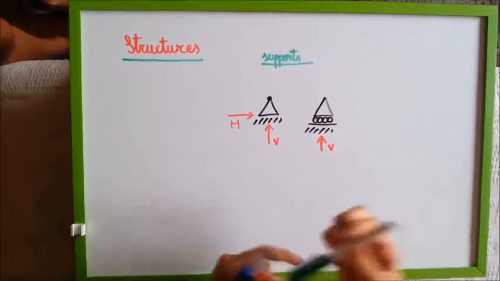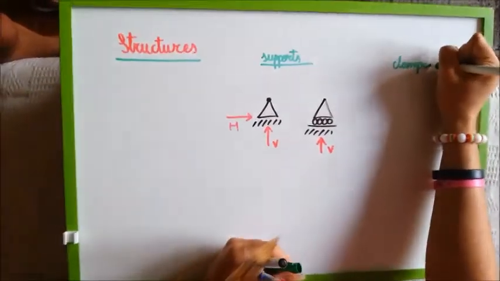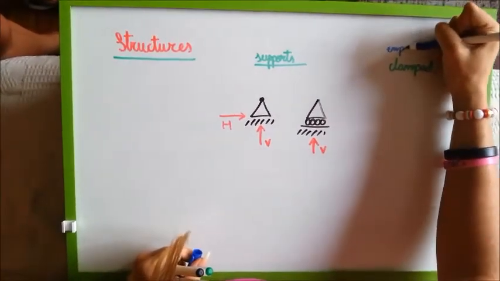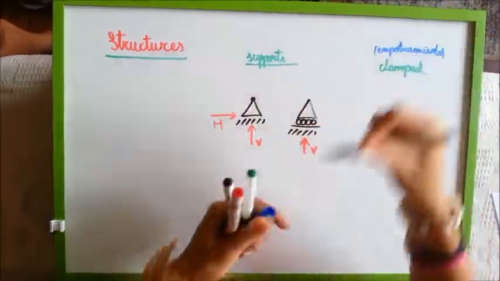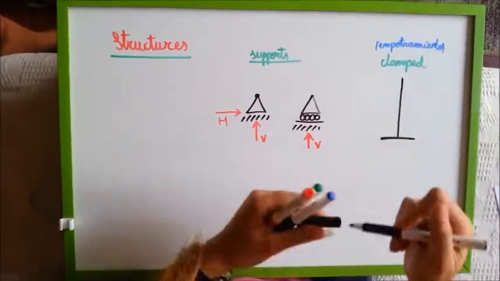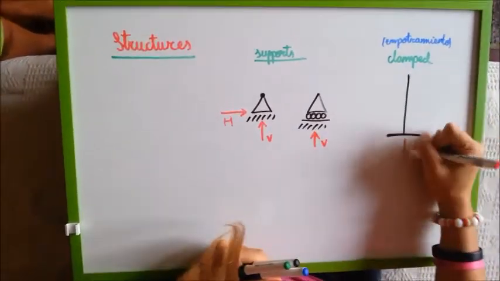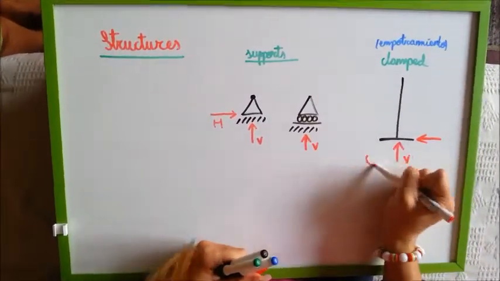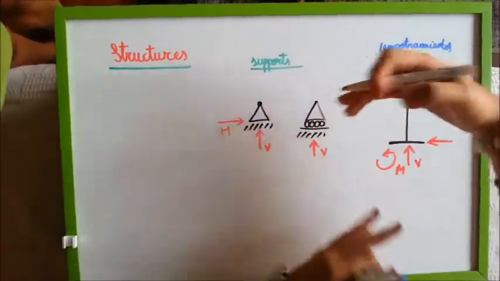Okay, now we are going to talk about clamping, that in Spanish it's called empotramiento. These are when we have something attached to a wall or to the floor or wherever. So in this case we have a vertical force, a horizontal force, but we also have a moment that makes this able to stand still and not to rotate.